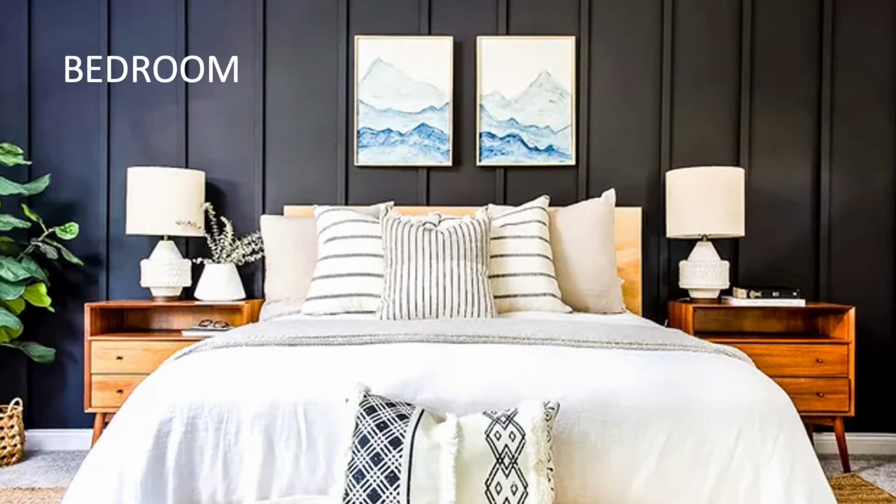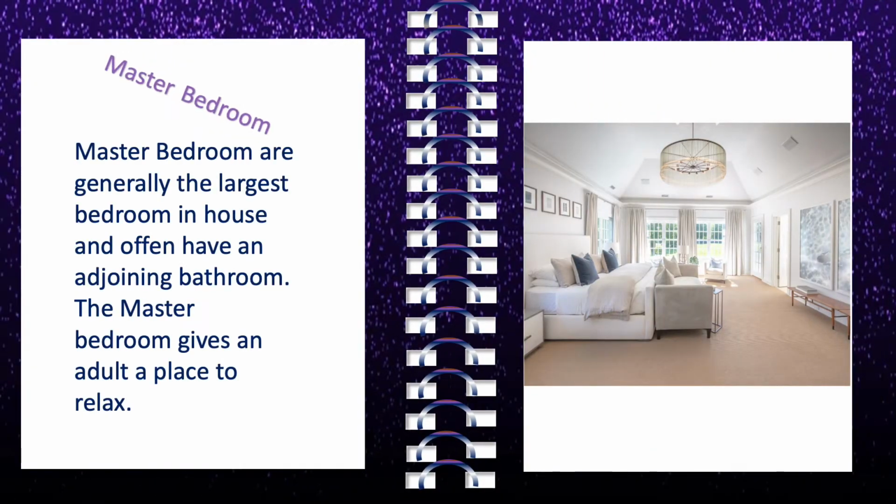This is called bedroom. Let's repeat. Bedroom. There are several types of bedroom in the house. The first one is master bedroom. Let's repeat. Master bedroom. Master bedroom are generally the largest bedroom in house and often have an adjoining bathroom. The master bedroom gives an adult a place to relax.